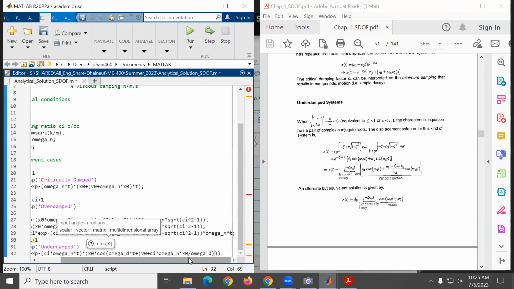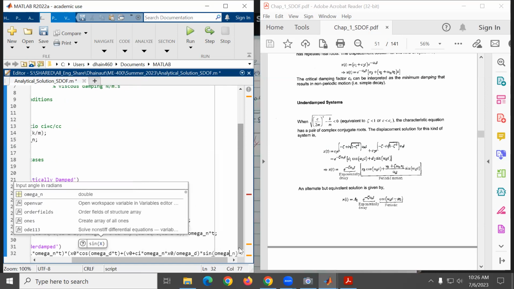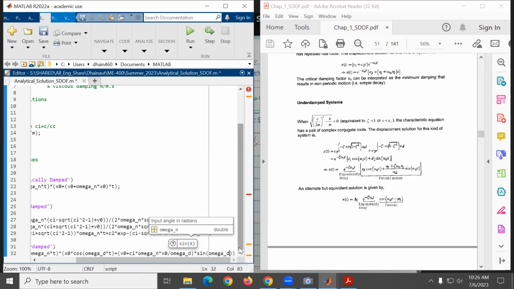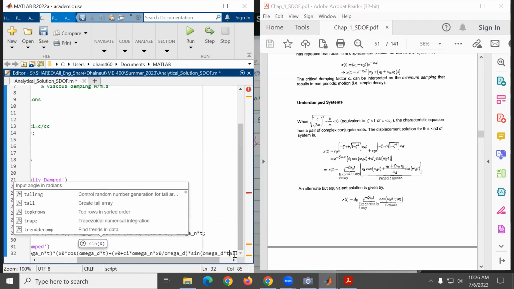Okay, now I'm losing track of the parentheses. So let's see. This one is going to close with this one. So here I forgot to close one. We got t. Okay. All right, so this one is going to close this one. Okay, now here times sine of omega d times t. I think that should be it.